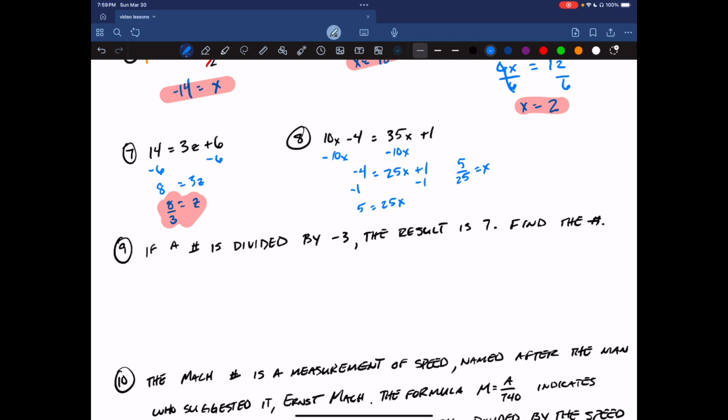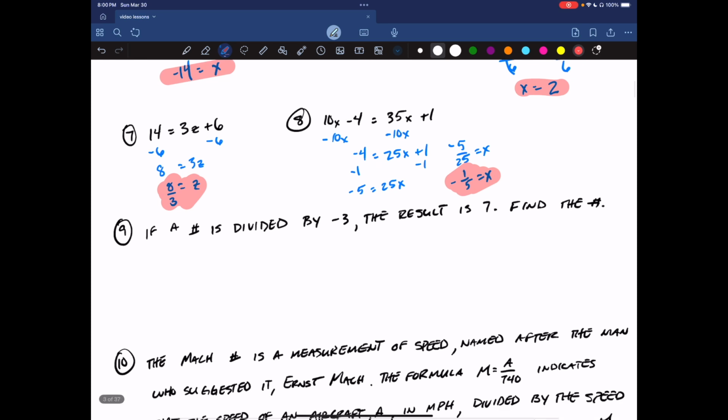5 does go into 25 5 times. But where's the 25 and where's the 5? Right now, 5 is on top, 25 is on the bottom. And so my final answer here is going to be 1/5, not 5. Also, that's a -5, so my final answer should be negative. So be careful. If you're dividing a big number into a small number, your answer is going to be a fraction. So watch out for that.